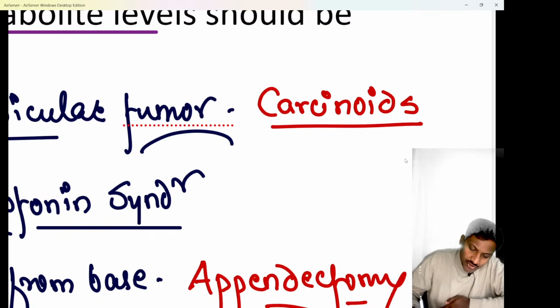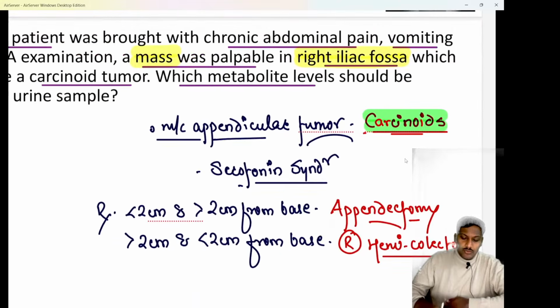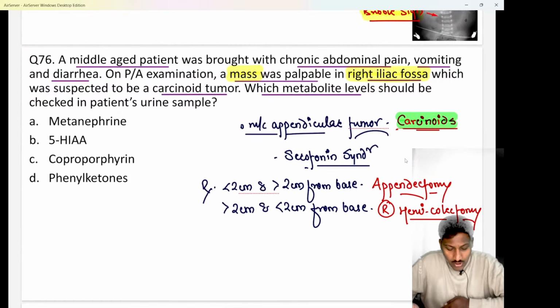Carcinoids are neuroendocrine tumors, and these carcinoids are commonly seen at the ileocecal junction or in the appendix, as well as they are also seen in the bronchus. The two common sites for carcinoid tumors, one is the ileocecal junction in the GI tract and second is the bronchus in the lungs. Clear? So carcinoids are going to be the most common type of appendicular tumor.